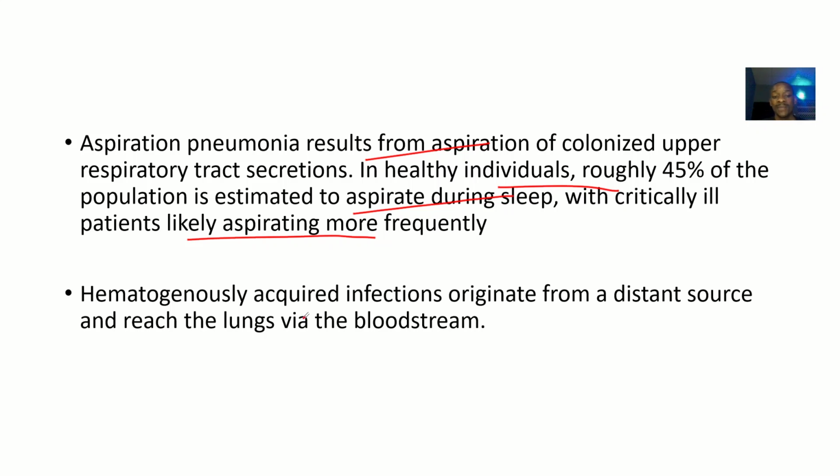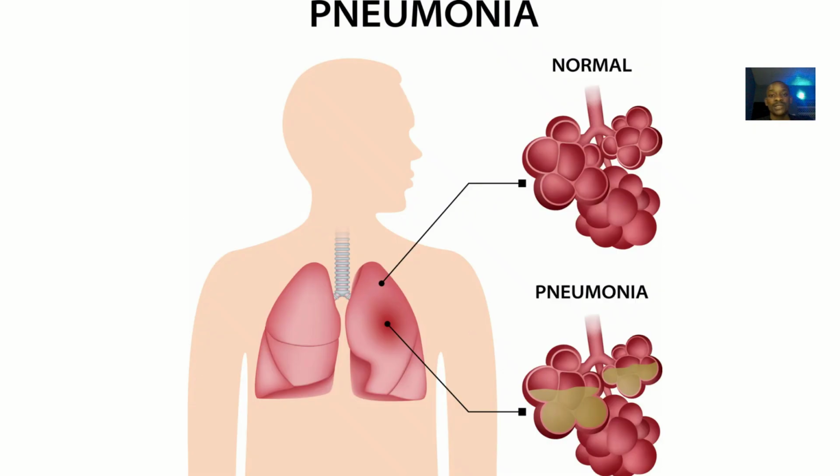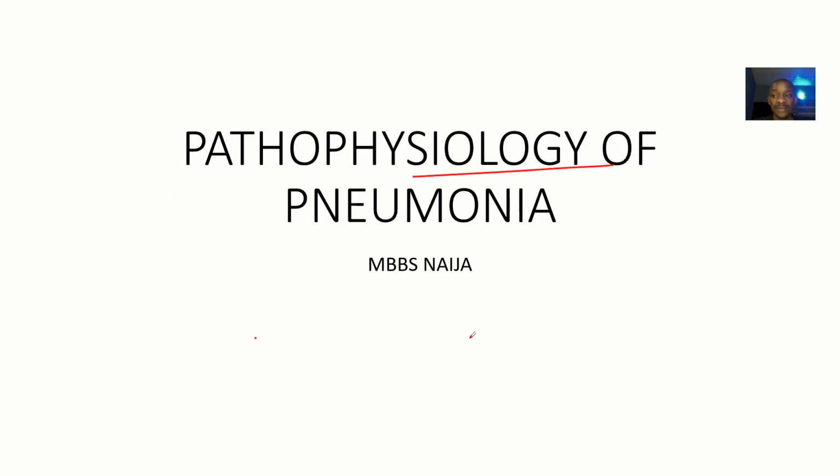Okay, so hematogenously acquired infections originate from a distant source and they reach the lungs via the bloodstream. Okay, hematogenously, they spread through blood. So it could be that the organisms infected through the leg, they were able to grow there. But because they were able to get into the blood vessels, they now spread to the lungs. Do you understand? Hematogenous spread. So this is just a briefing on the pathophysiology of pneumonia.